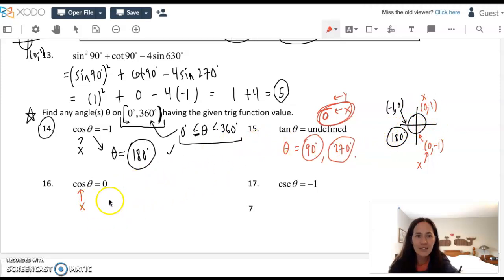The 2 times where the tangent's undefined. So I'm going to put the same 2 answers for 16 as we did for 15, 90 degrees and 270 degrees. Just another way of asking you the same thing.